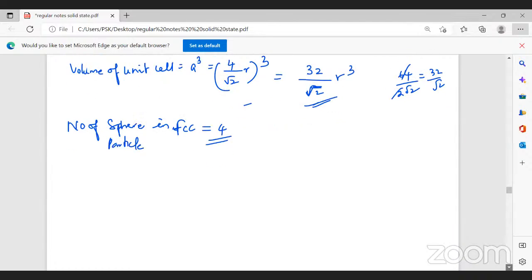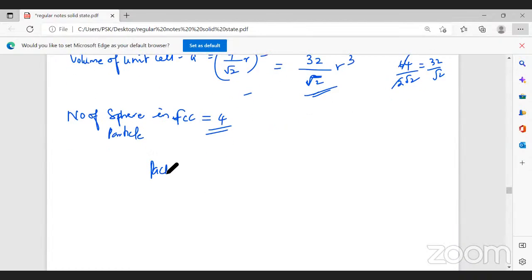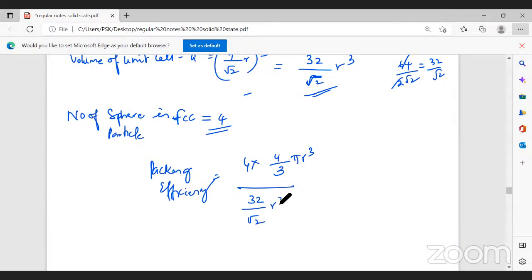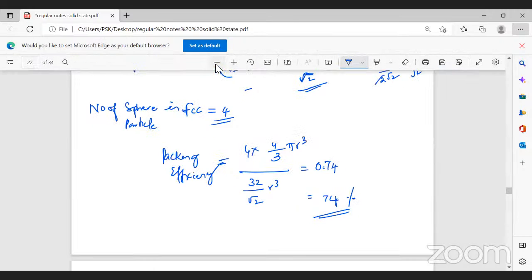Now tell me what will be the packing efficiency. Packing efficiency will be equal to 4 into 4 by 3 pi r cube, because the volume of the sphere is 4 by 3 pi r cube, divided by the volume of the unit cell, which we found to be 32 by root 2 r cube. On simplifying, you'll get 0.74. Since they're talking about percentage, multiply by 100, it's 74%. Any clarification here?